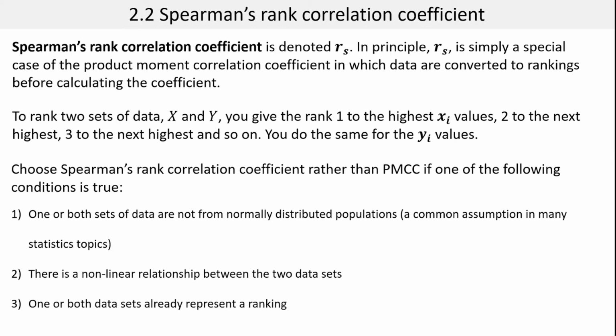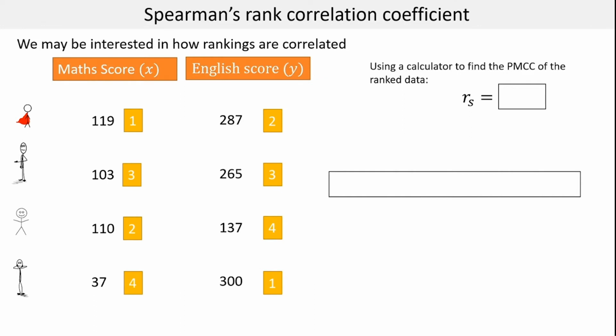Okay, let's actually have a look at what happens under Spearman's rank. In this situation, here are the ranks for these students' maths scores, and here are the ranks for their English scores. The best performing student in maths isn't necessarily the best performing student in English, but can we measure whether there is still a relationship between them? If we were to calculate the PMCC of those ranks, the numbers in orange, we would get negative 0.4.